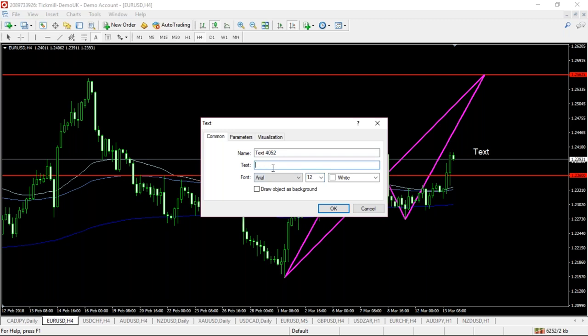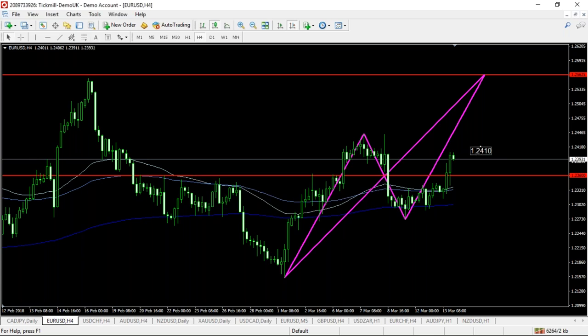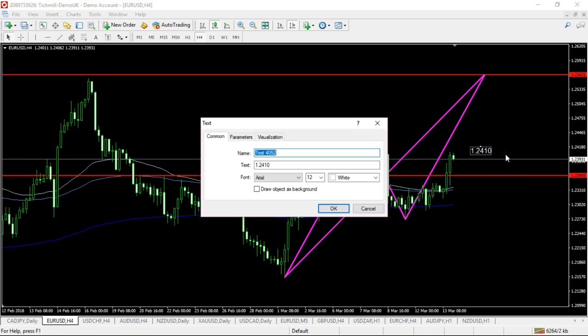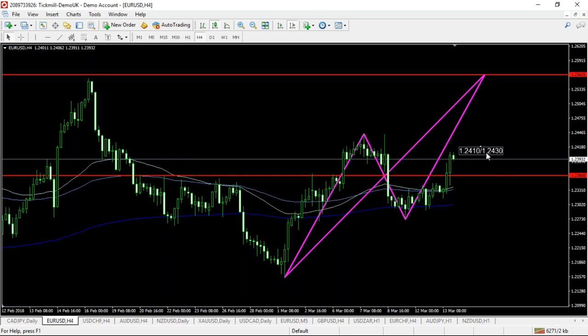So 1.2410 would be a better price for you to consider a buy position, or 1.2430, which is above the 1.2420 area. So you've got two choices of an ideal price right there.